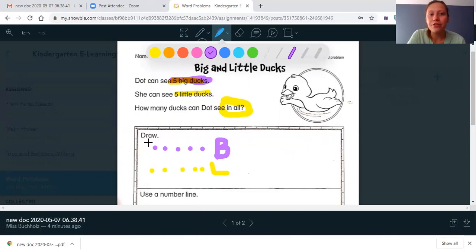Okay. So now when I count them all together, how many do I have? Well, I already know this is 5. So 5, 6, 7, 8, 9, 10. Good. See, they're asking me in all. So they're asking me, how many do I have all together? How many ducks are there all together? They're not asking me to take any away. So you have to make sure you're reading your words when you're reading a word problem.